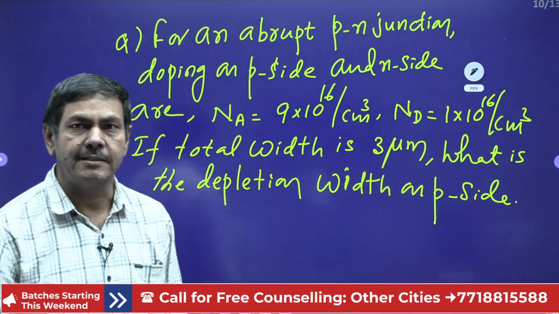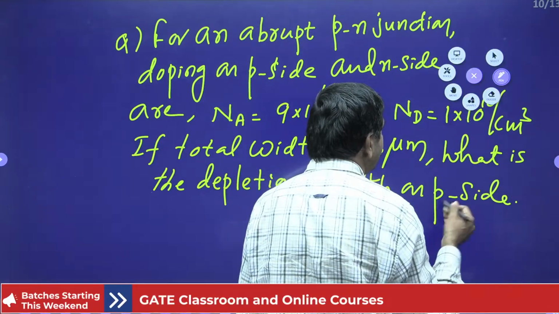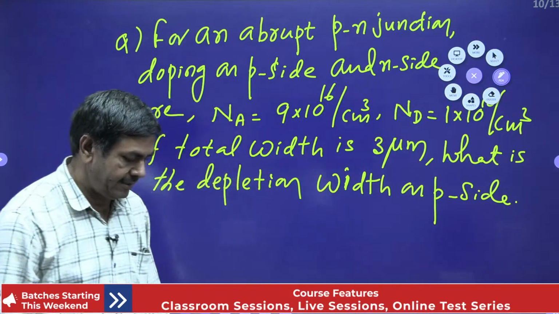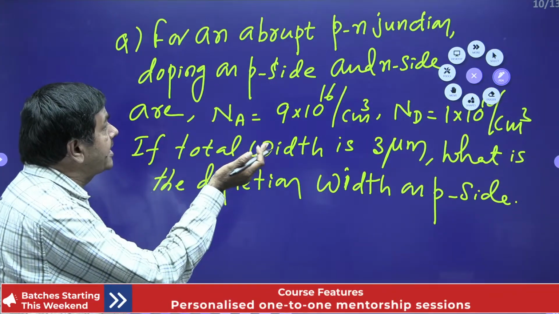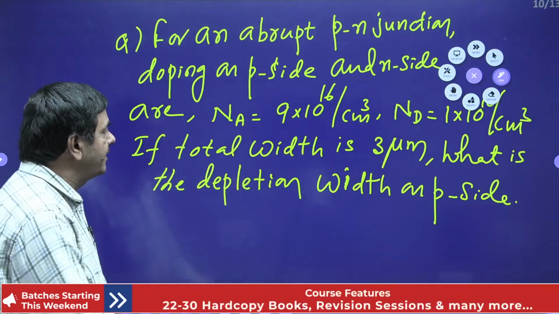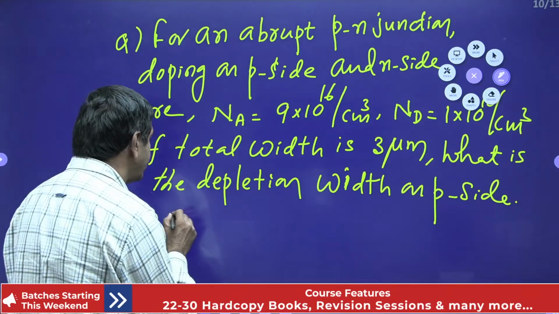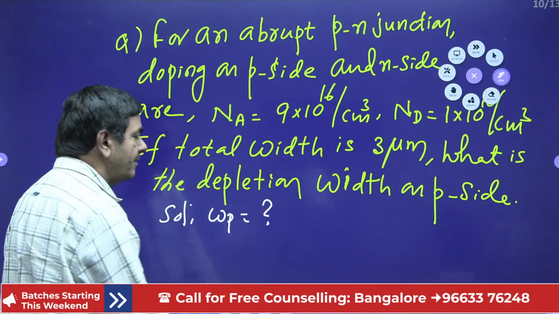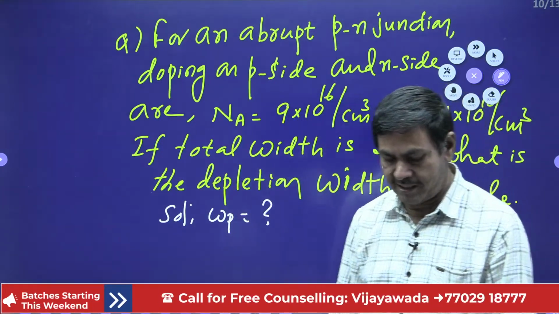How can we do this question? You check what data is given and apply the formula. That formula application only, nothing more. It's a very simple question. For a PN junction diode, when NA, the acceptor concentration, is given, the donor concentration is given, and W is given, it is asking to find the depletion width on the P side, WP equal to how much.